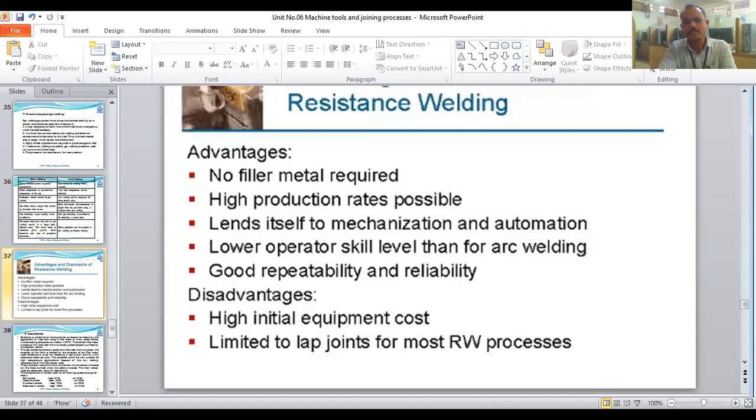Now the disadvantages: high initial equipment cost. This spot welding machine has a large price compared to arc welding and gas welding. Gas welding is a very cheap joining process. Then it is limited to lap joints. As I have told, if we have to join the leaf springs of trucks or buses, we cannot use spot welding. Only for sheet metal work or some small rods, as we have seen in the video, can we use spot welding.